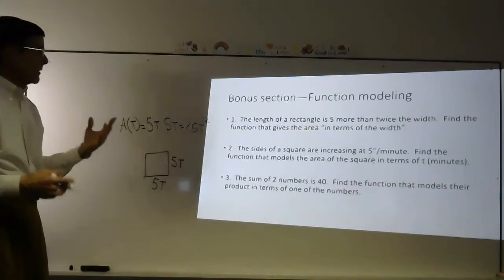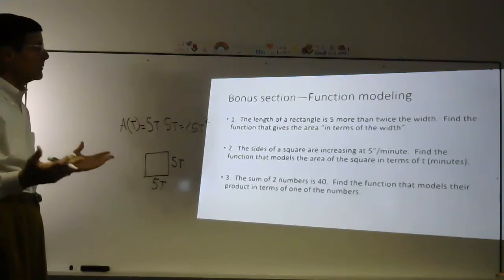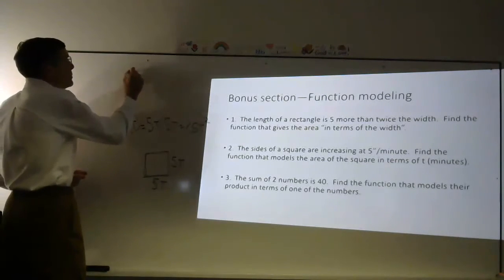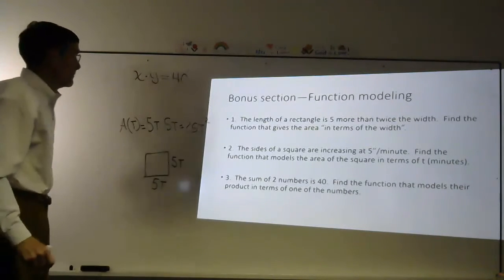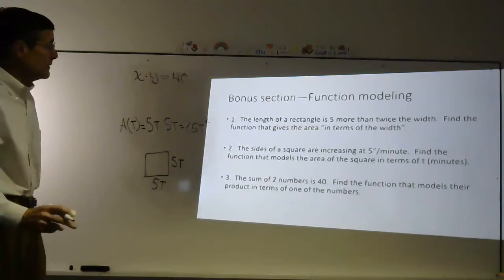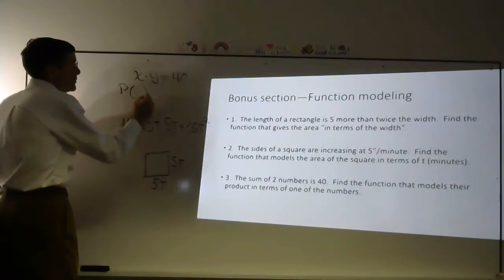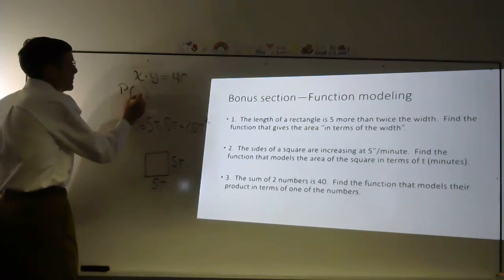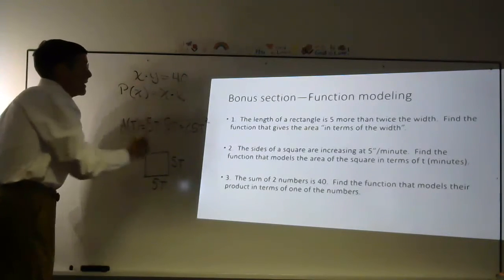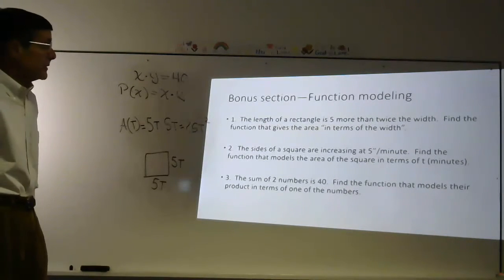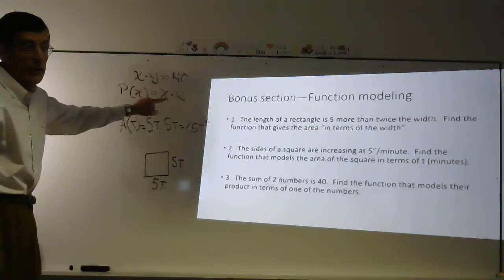Number 3, the sum of 2 numbers is 40. Find a function that models their product in terms of one of the numbers. So I know that 2 numbers add to give me 40. Okay? Find a function that models their product. So the product in terms of one of them. I don't care which one. I'll just pick x. Product is x times y. But this tells me the variable is x.